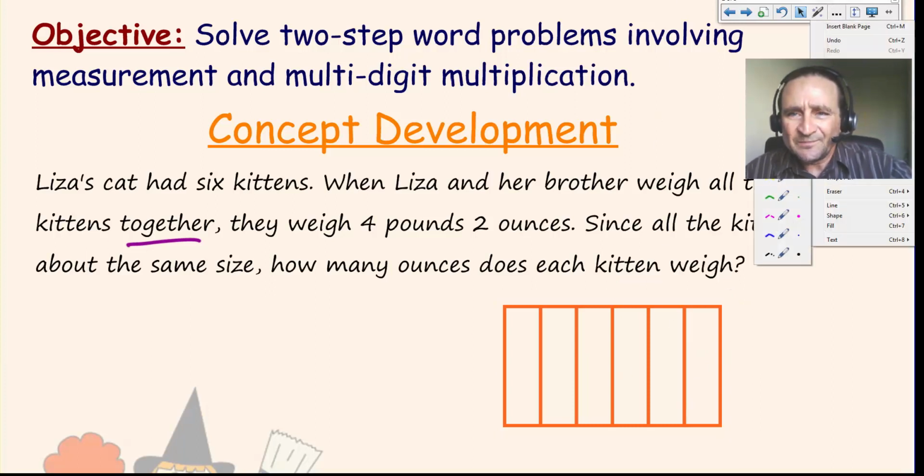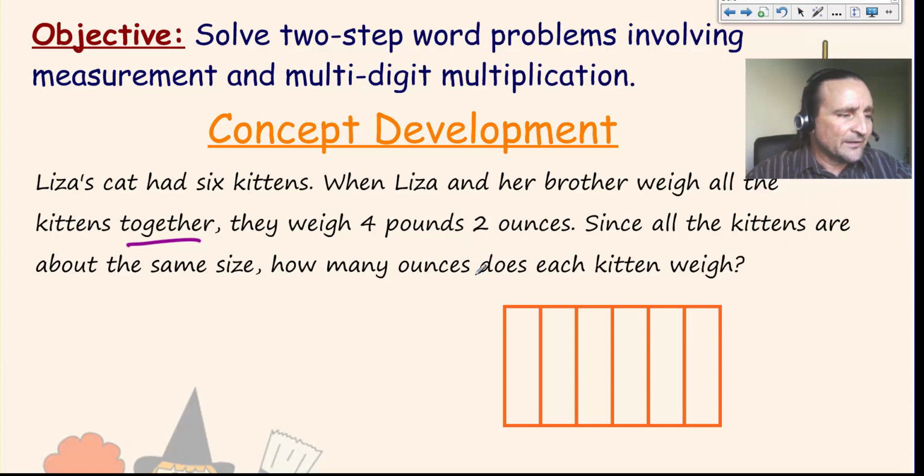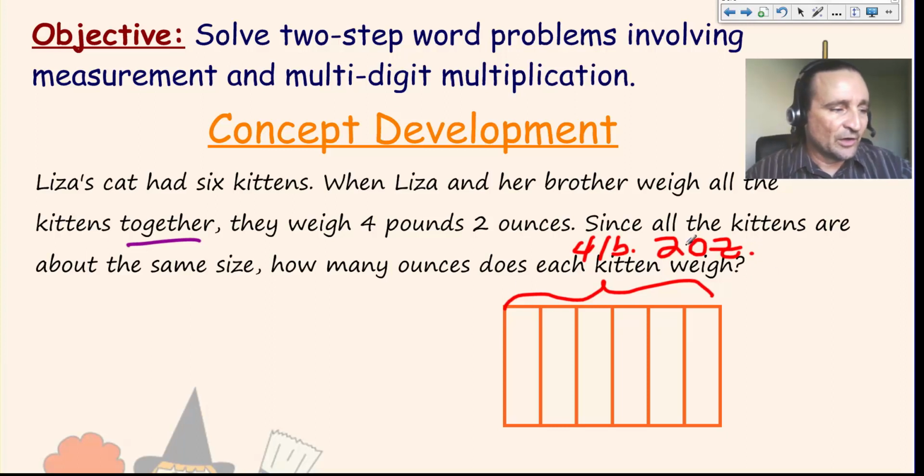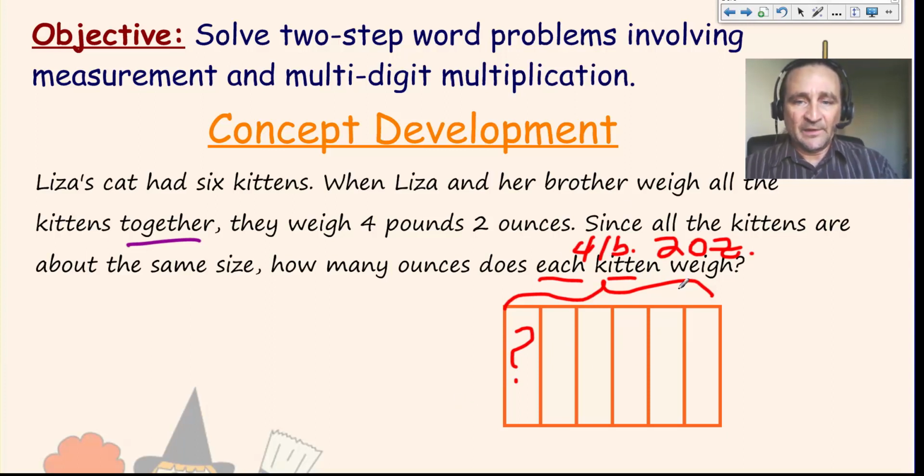Now, right here we can think of it this way. This total amount here, let me see if I can do a bracket, is the 4 pounds, 2 ounces for all 6, all together. And basically what I'm trying to find out is how much each one weighs. So I'm taking that total amount and I'm going to divide by 6. Doesn't that seem the most reasonable thing to do here?